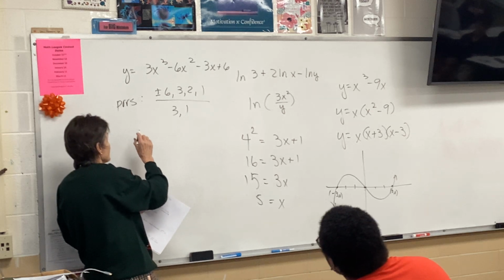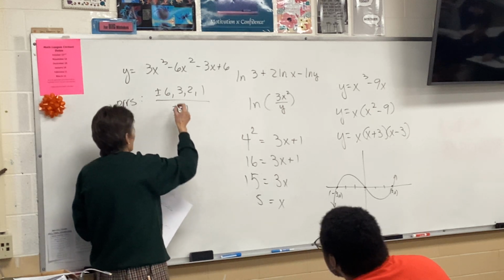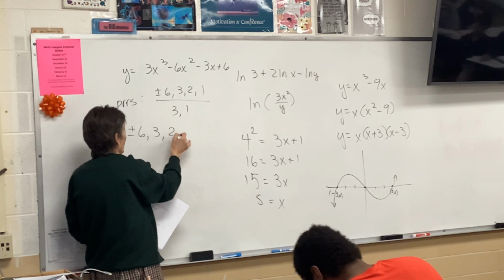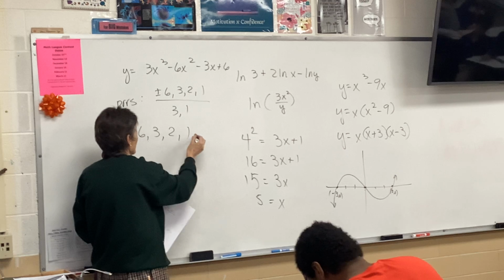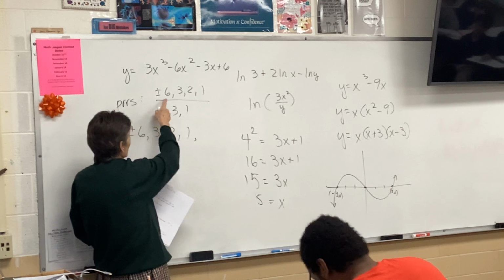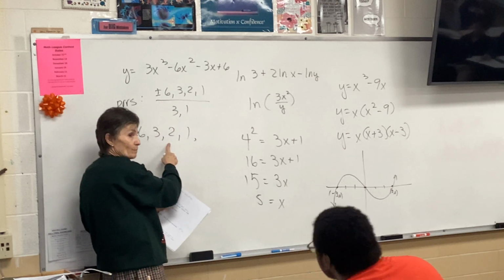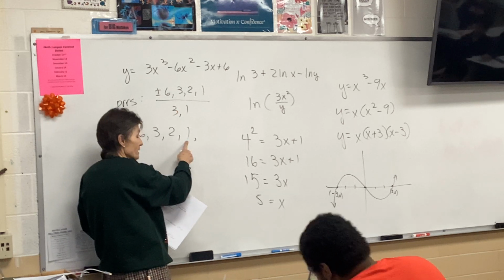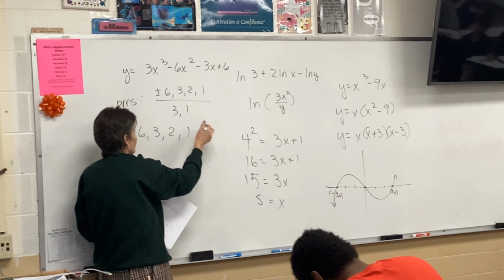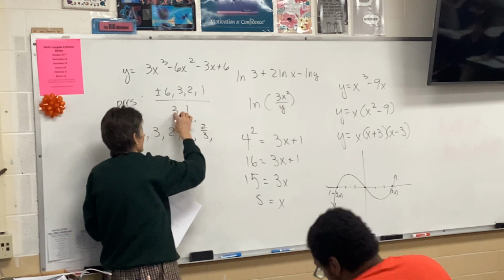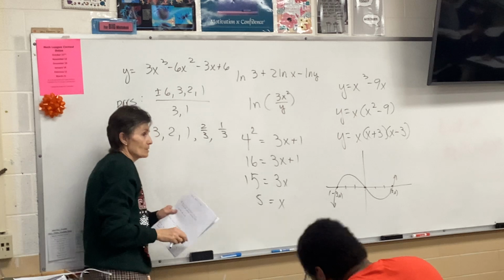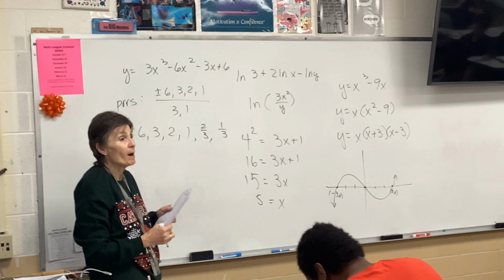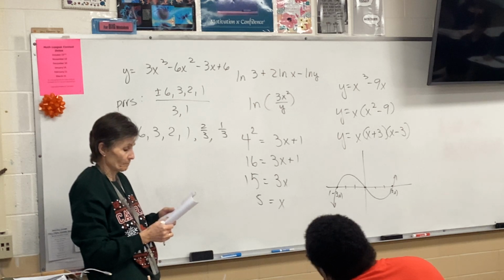And then we're going to make a list of all those. So we can put them all over 1, so that would be 6, 3, 2, and 1. We put all those over 1. Or we can put them over 3. Now, when you put 6 over 3, you get 2, which is already in the list. 3 over 3 gives you 1, already in the list. 2 over 3, and 1 over 3. So there is the official list of possible rational roots.